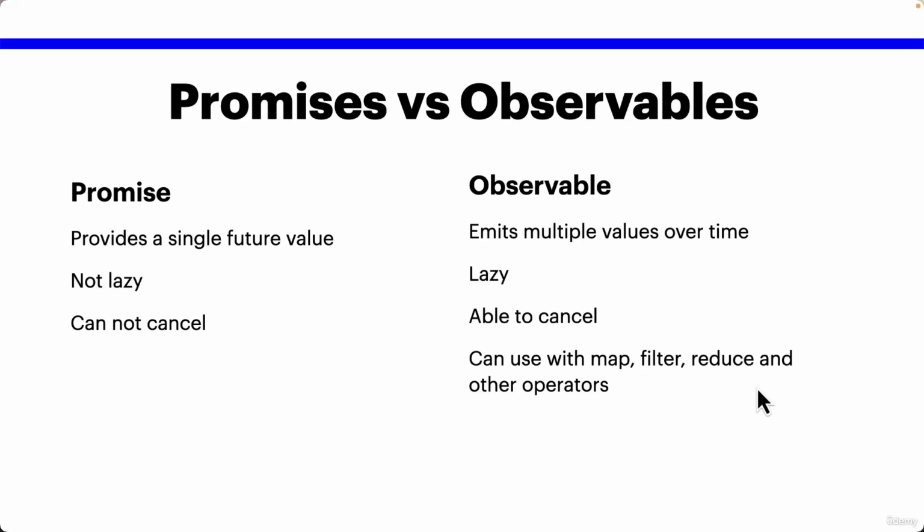An observable will emit multiple values over time, so this is very good for streaming data. It is lazy and will do nothing if nobody subscribes to it. We can cancel it. And also we can use other operators to transform the data over time that we're receiving, such as map, filter, reduce, and other operators, and to do that we use a library called RxJS.